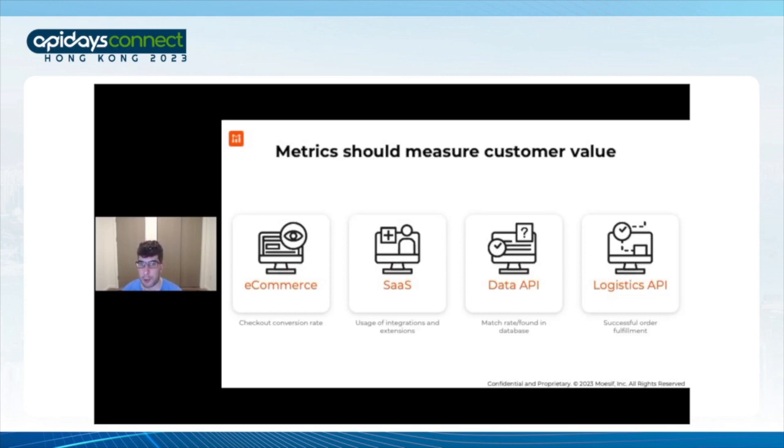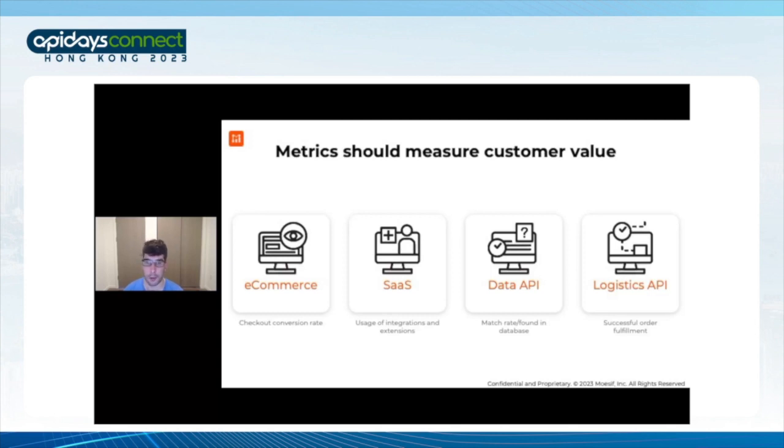So for example, if you're an e-commerce platform, it might be looking at things like checkout conversion rate, how many different items you have in stock versus not in stock. If you're a SaaS platform, it might mean the usage of different integrations, different extensions and connectors that you might be providing to your customers. If you're a data API or infrastructure tool, you might be looking at things like match rate, was it found in the database, how many queries and how many successful queries were executed. Lastly, if you're a logistics API, it may mean looking at things like successful orders and fulfilled orders.